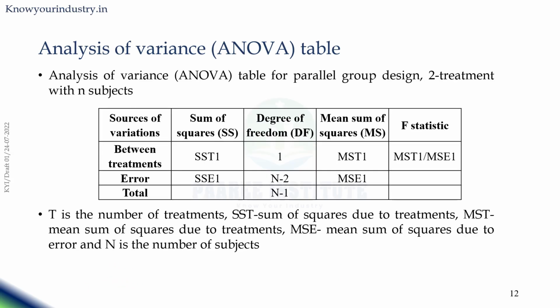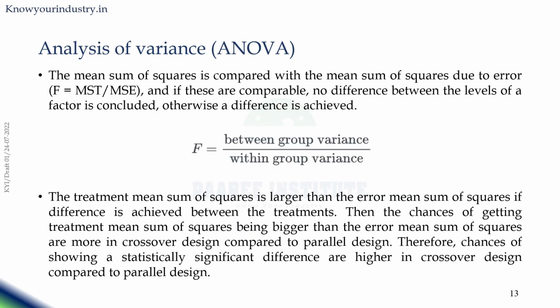This slide shows the ANOVA table for a parallel group design with two treatments and n number of subjects. In ANOVA, the mean sum of squares due to treatment is compared with the mean sum of squares due to error. That is, F is equal to MST divided by MSE. And if these are comparable, no difference between the levels of a factor is concluded. Otherwise, a difference is concluded. F is equal to between group variance divided by within group variance.